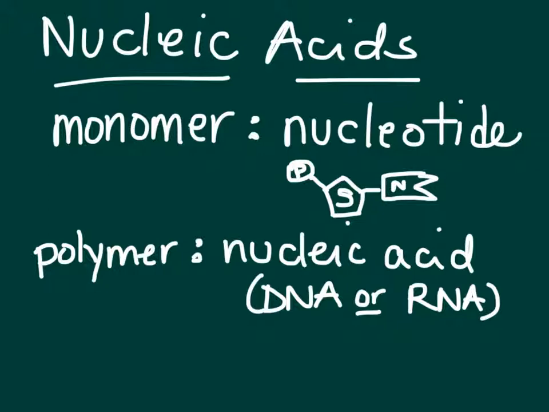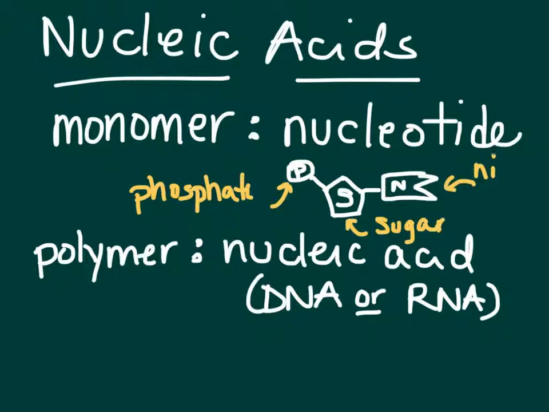What are the three components? Phosphate, that's where I labeled a P. So we have phosphate, and then a sugar, and a nitrogen base. Nitrogen or nitrogenous, same thing. So a nitrogen base.